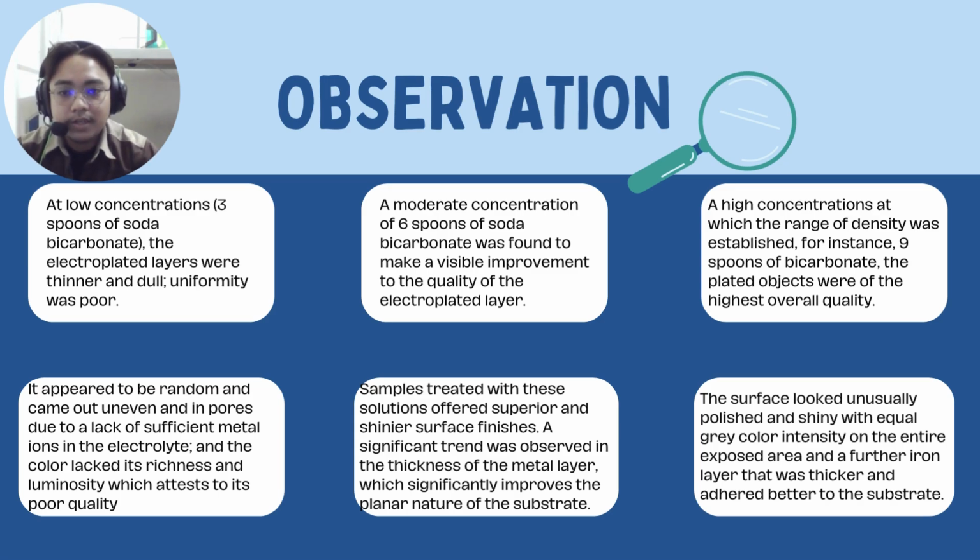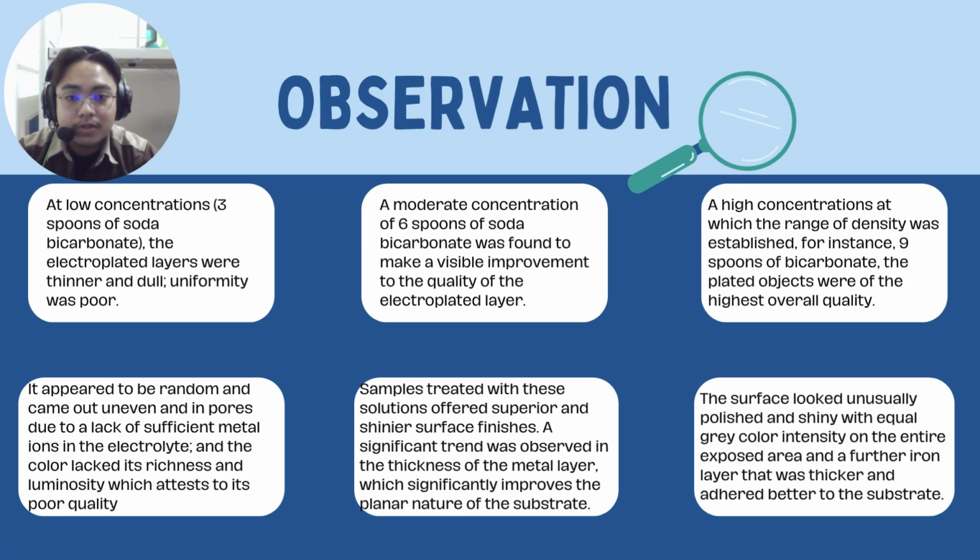Okay, for the observation, first at low concentration, which is 3 spoon of soda bicarbonate. What we can see is the electroplate layers were thinner and dull. Uniformity was poor. It appeared to be random and came out uneven in pores due to lack of sufficient metal ions in the electrolyte, and the color lacked its richness and luminosity, which attests to its poor quality.